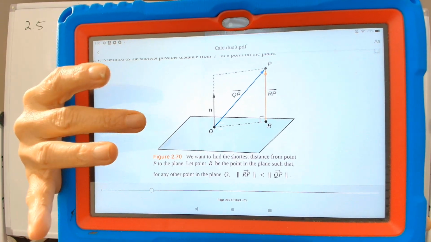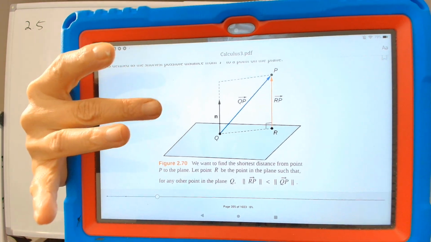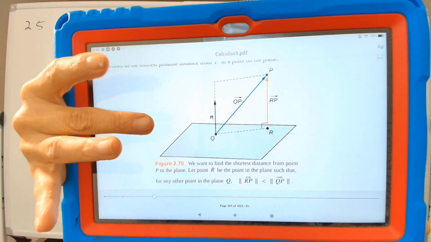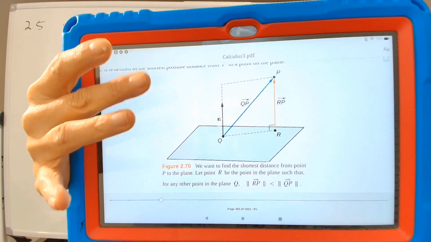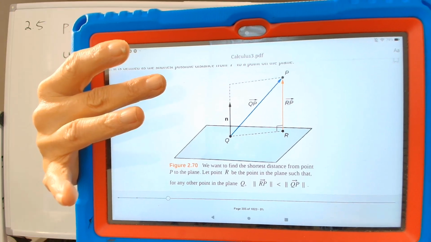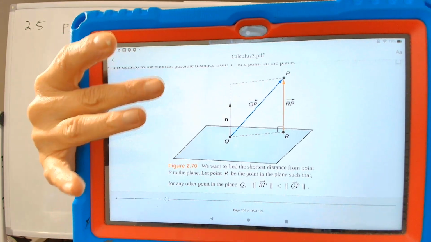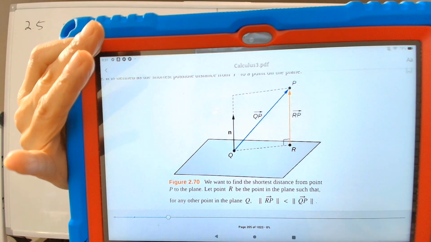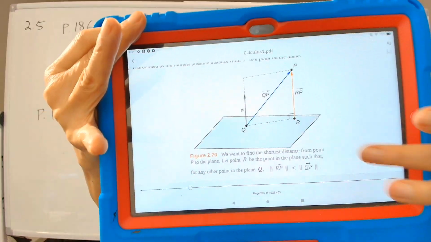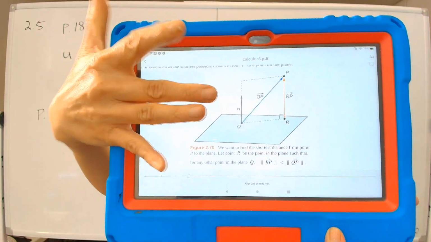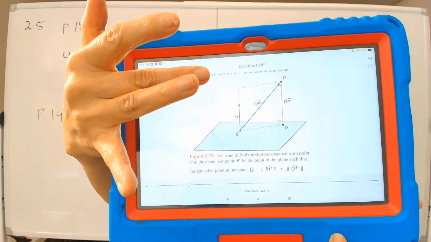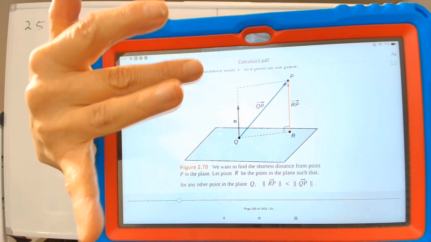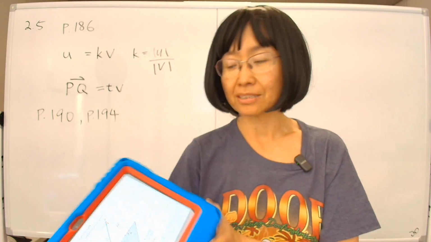What you're going to do is calculate the normal of the plane, the n, by calculating two vectors and then doing the cross product. Once you calculate the normal, you're going to do the projection of P onto n. That is the height of this rectangle, okay? Which is the same as the distance from P to R. That is the height from here to here, which is the projection of QP onto n. And that is the same as the distance.